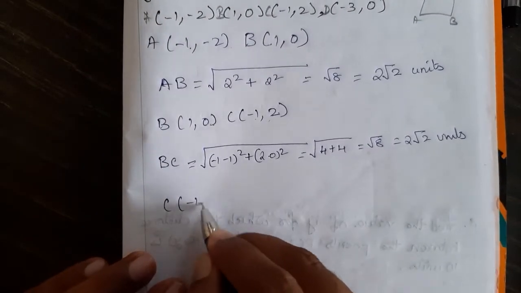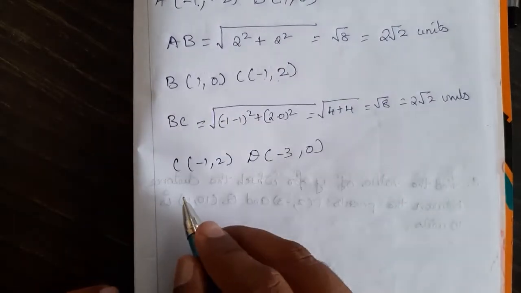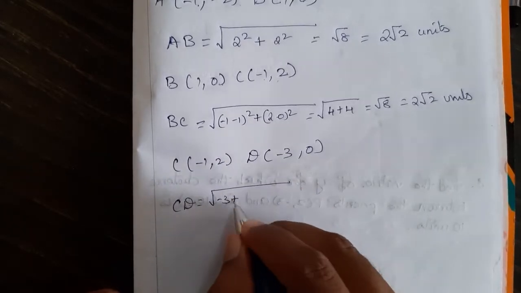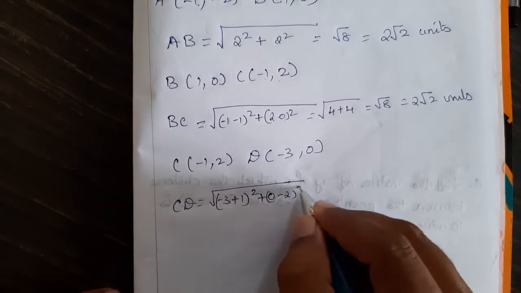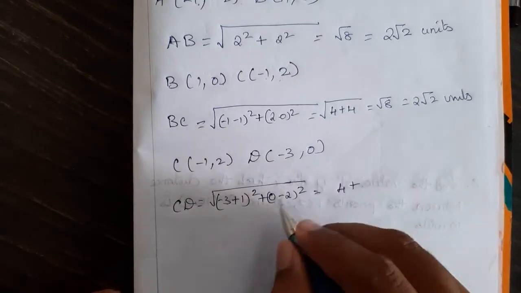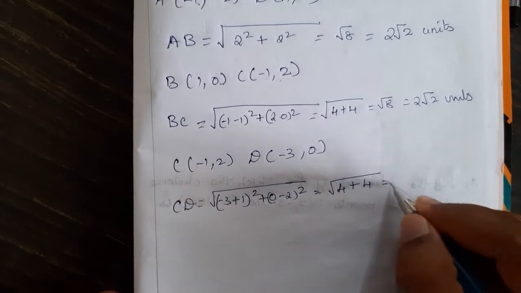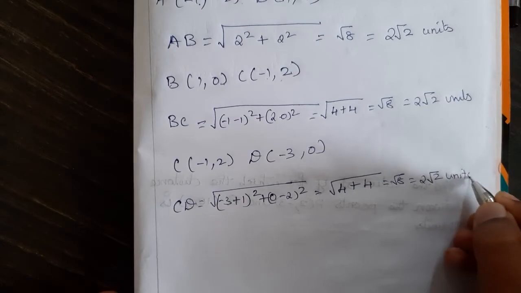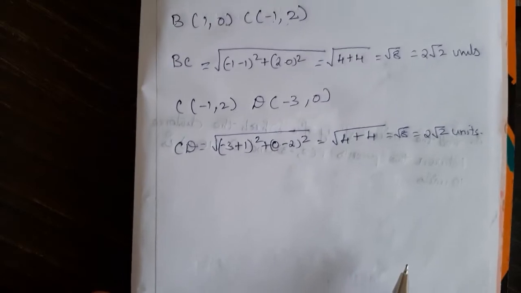Next we will choose CD. C is (-1, 2) and D is (-3, 0). So distance CD is equal to the square root of (-3 minus -1, which is -2) whole squared plus (0 minus 2, which is -2) whole squared. -2 squared is 4, plus 4. So the square root of 8, which is again 2 square root of 2 units, right?